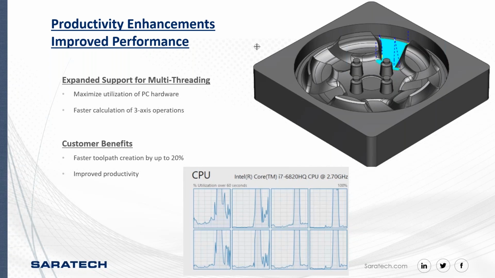It gives us faster toolpath creation by 20% and improved productivity, but the calculations that it does for 3-axis and 5-axis operations are much quicker because it's utilizing more of the PC hardware. And this just came out in version 12.